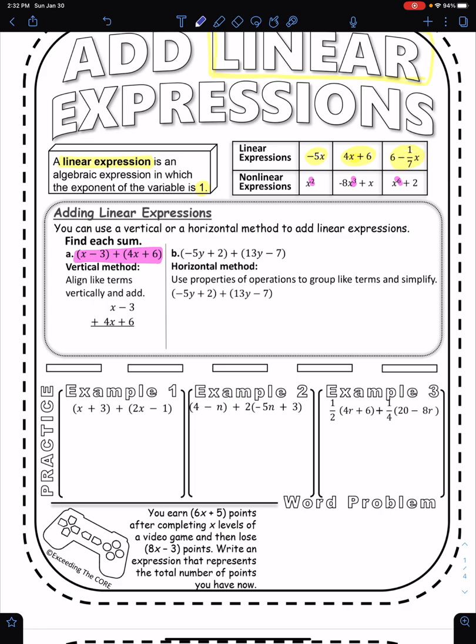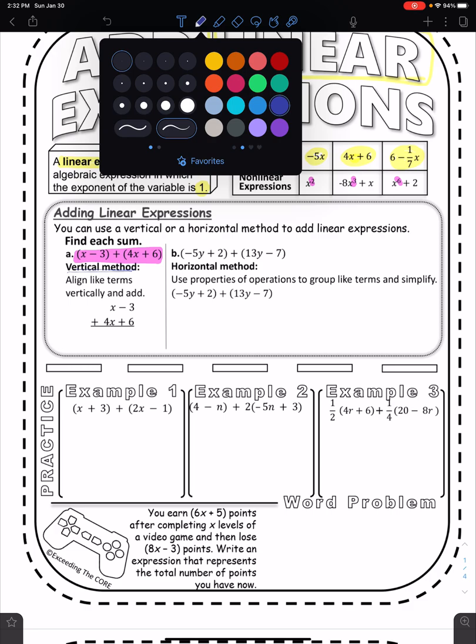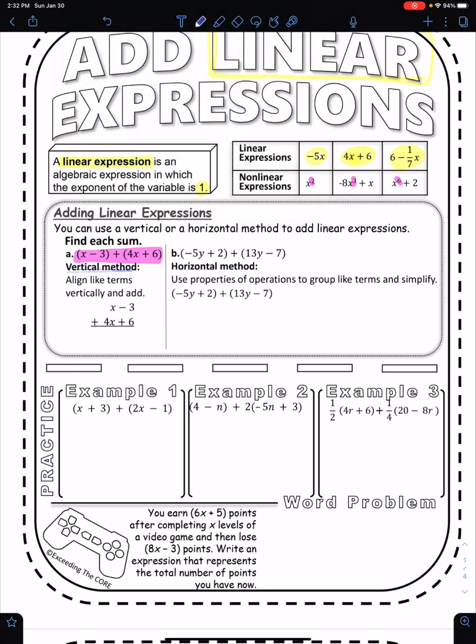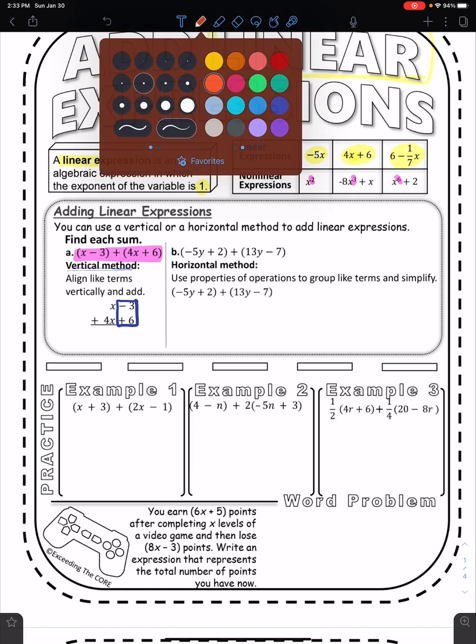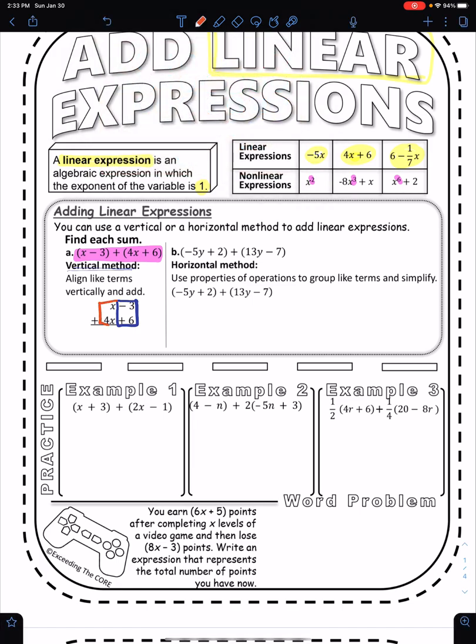So to do that, it says you can use a vertical method, which I don't love. Why is this so tiny? Let's make this bigger. But I'm going to show you how to do it anyway. So if we're adding x minus 3 and 4x plus 6, we can write them vertically, lining up the constants here, and then the x terms. Then negative 3 plus 6 is 3, 1x plus 4x is 5x, and this would be the answer.